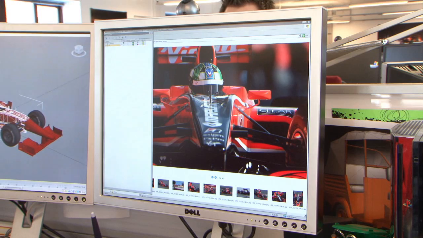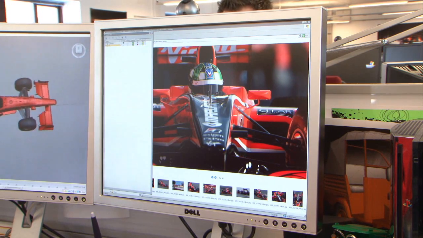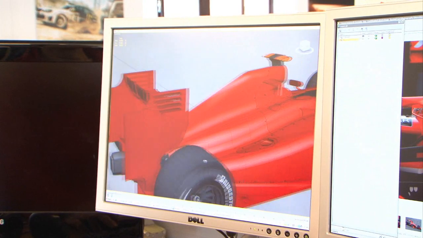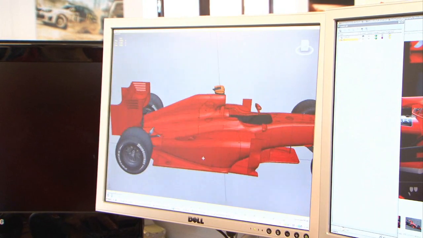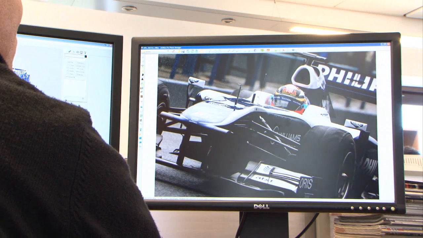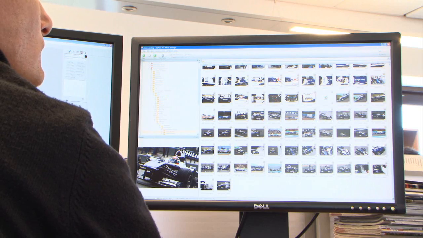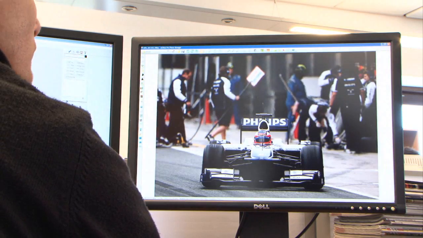So the first stage in creating the car and game is to collate all the reference. We get basic CAD data from the teams in terms of wheelbase lengths or any of the other technical information on the car itself. We supplement that with photography and livery packs. So basically it's all the information we're going to need to recreate the real-life F1 car in game.